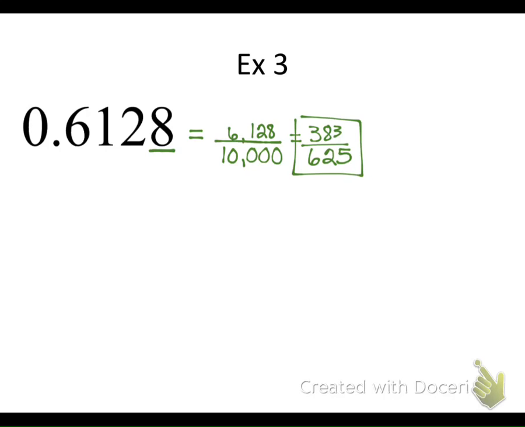A proper fraction is when your numerator is smaller than your denominator. So proper fraction, top is smaller than bottom. Improper would be if your bigger number's on top. A mixed number is when you have a whole number, then the fraction part. So the whole number, then the fraction part. That would be a mixed number. Okay? So those are the three types of fractions. Okay, let's go on to example number 4.